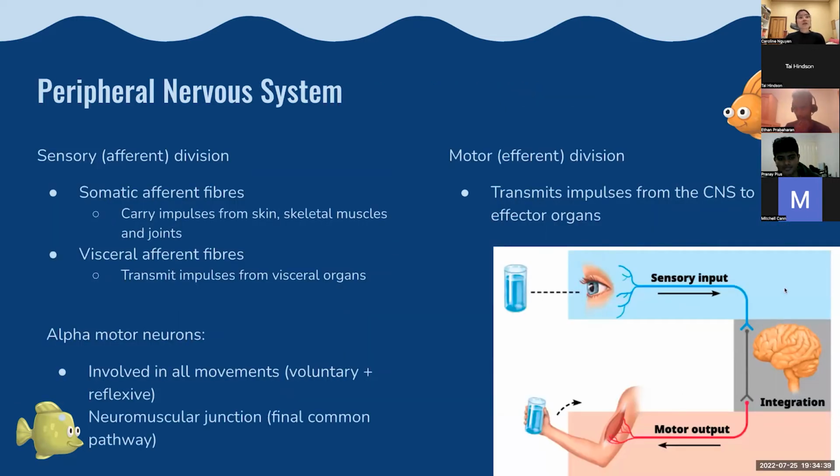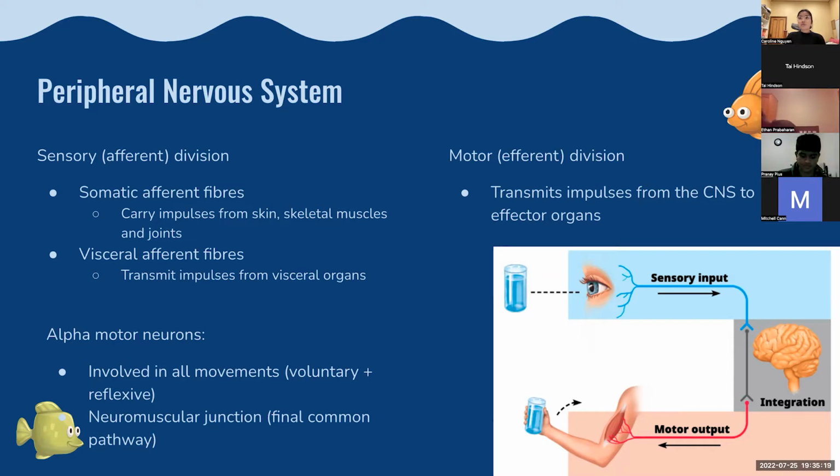We're also going to be talking about the peripheral nervous system. So just to recap, sensory is afferent, A, and motor is efferent, E. Think of afferent, A comes before E in the alphabet. So sensory goes from the outside to your spinal cord, and then motor goes from your spinal cord out to your organs. In sensory, you've got somatic afferent fibers. These are impulses from your skin, your skeletal muscles, and your joints. And then you've got your visceral afferent fibers. These transmit impulses from visceral organs.